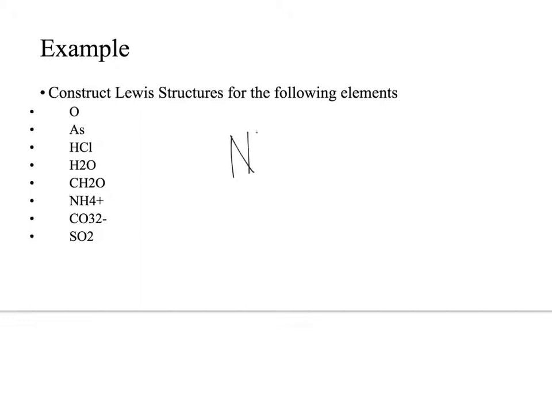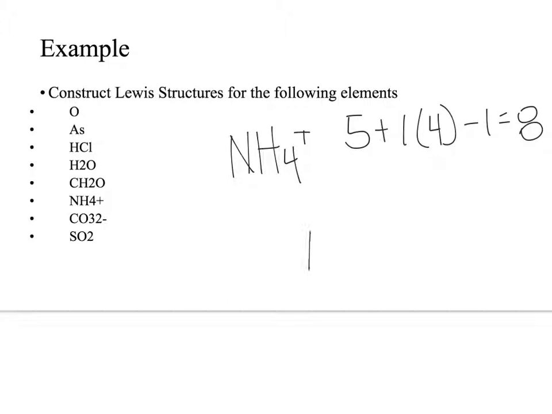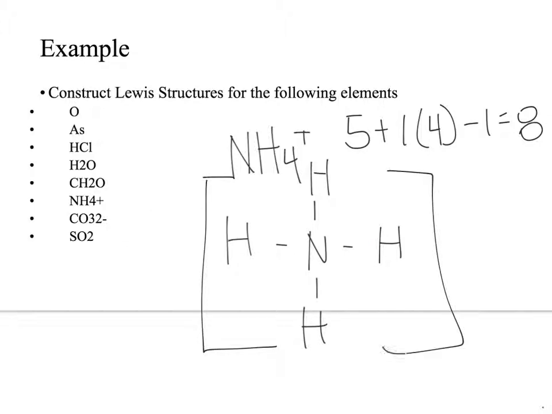NH4 plus. Okay, N has 5, hydrogen has 1, and there's 4 of them. And that plus means we gave away 1 electron. So this is basically like minus 1. And that gives you a total of 8. So N, H, H, H, and H. So we have 2, 4, 6, 8. All of them are out. But fortunately, nitrogen is touching all of them. So that means nitrogen has 8. Each hydrogen has 2. We're done. Except we got to do that.